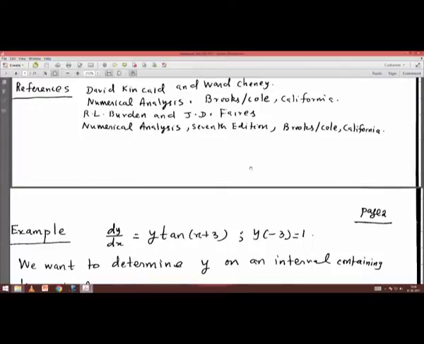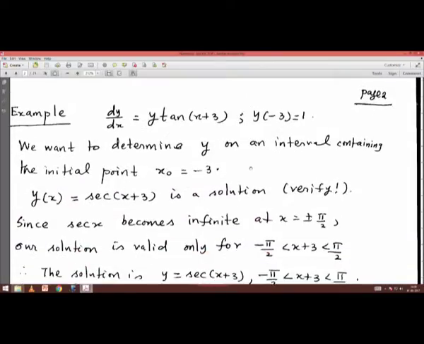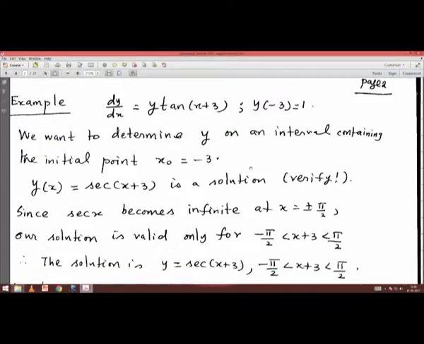I have referred to the two books by David Kincaid and Cheney on numerical analysis, and Burden and Faires on numerical analysis for these preliminary results. So, let us first take an example. Please watch the monitor for the results that I am going to present.